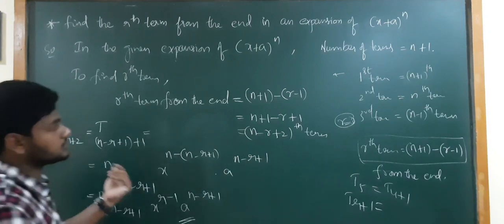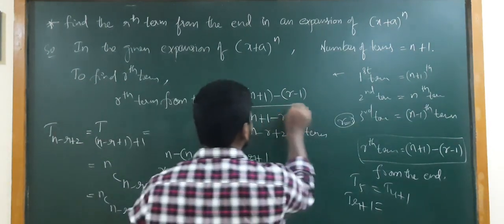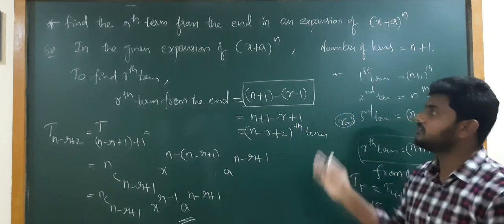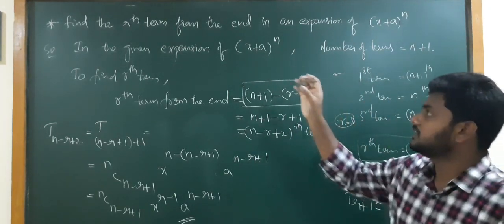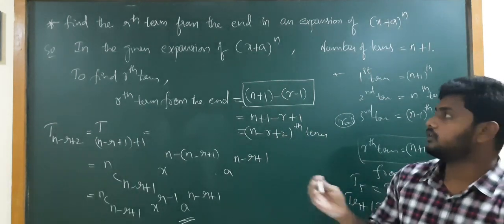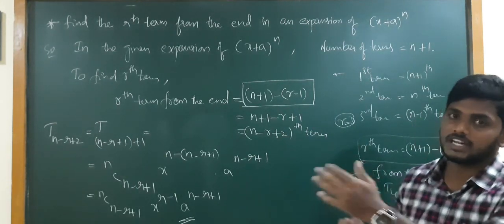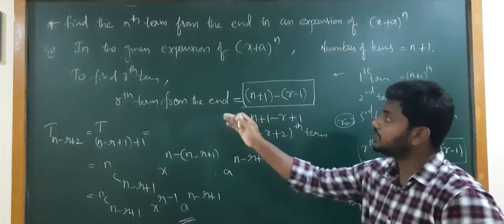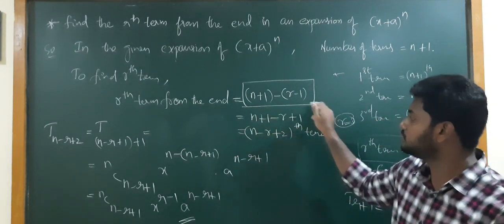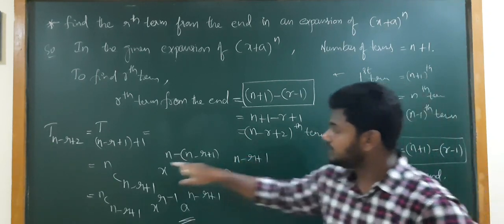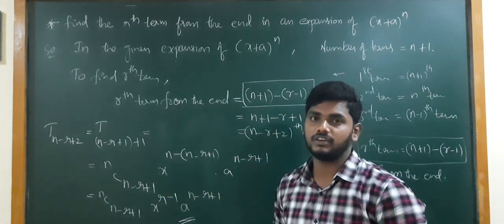By using this concept, if you remember this formula to find the term from the end, n plus 1 minus of (r minus 1), you can find any term from the end from the expansion, right? If you want from the starting, you can find by using t r plus 1. From the end means this formula you need to use to find the term. After getting the term, in this manner we need to simplify that.